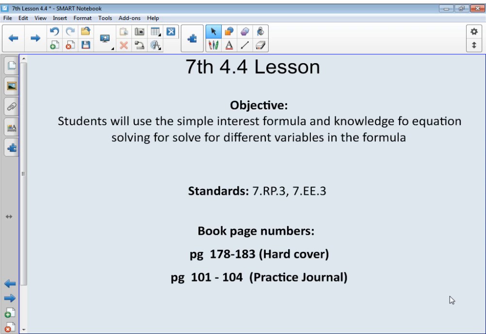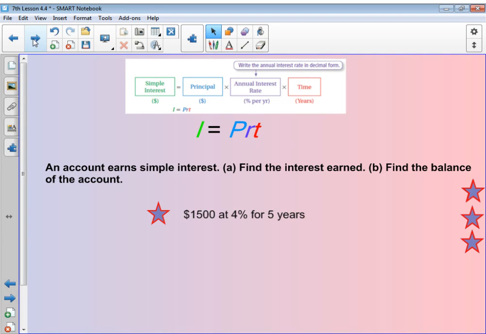Okay, today we're going to review once again working with that simple interest formula. So we're going to review the parts of that. So our interest, that's the money that we end up getting paid for either the use of our money or that we have to pay for using somebody else's money. So that's what the I stands for.